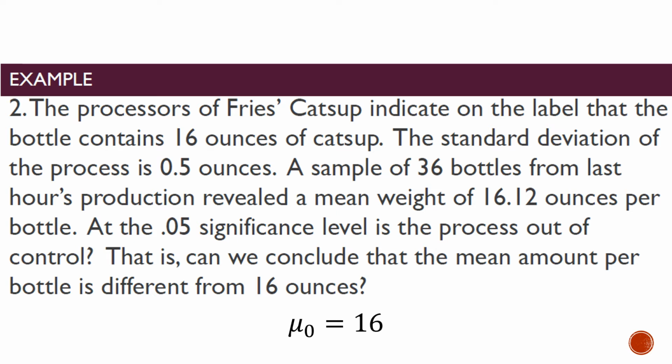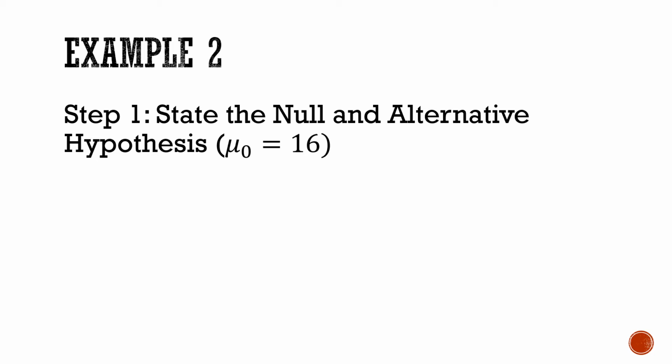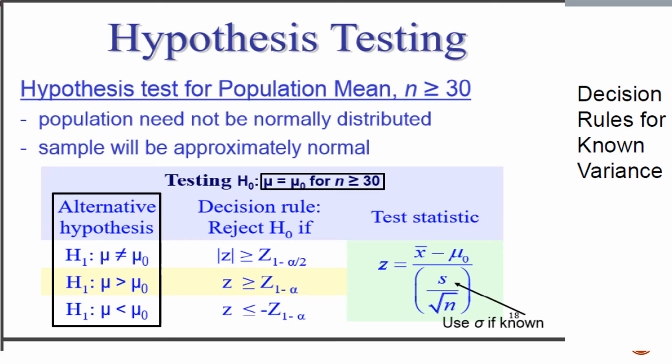And here we have the hypothesized mean as 16 because it is our claim, or the company's claim, that their bottle contains 16 ounces of ketchup. So we have to state the null and alternative hypotheses. To guide us in stating them, we have this: hypothesis test for population mean.